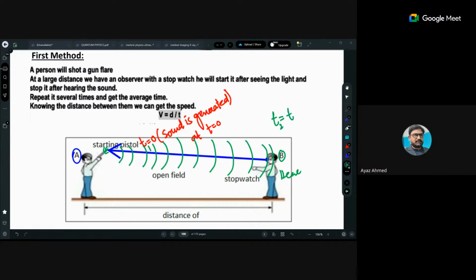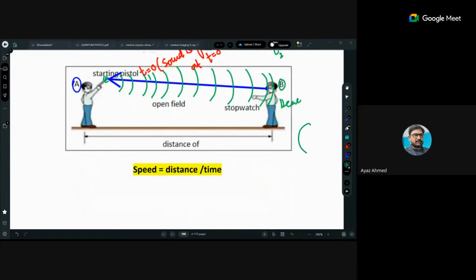There is a stopwatch with this person. He or she starts the stopwatch at time t equals 0 when seeing the light, and then stops the stopwatch when the sound is heard. This is the time lapse between the generation and reception of the sound. Now, is this clear? Yes, sir.